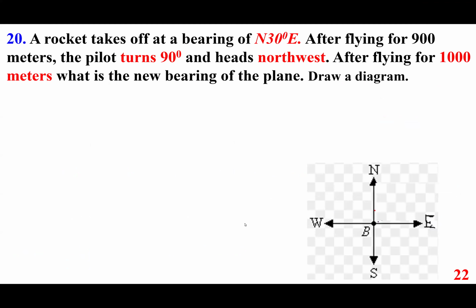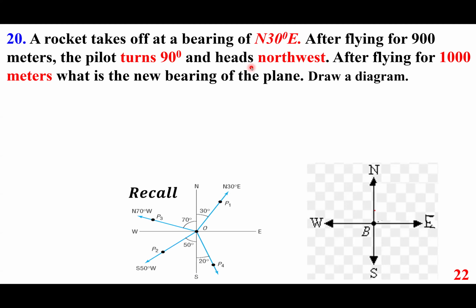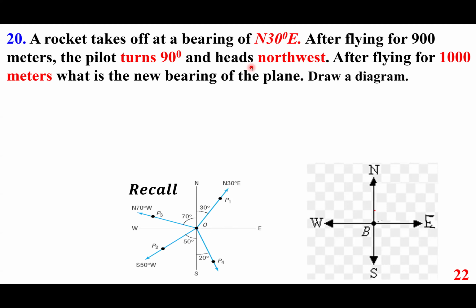A rocket takes off at a bearing of north 30 degrees east. After flying for 900 meters, the pilot turns 90 degrees and heads northwest. After flying for 1,000 meters, what is the new bearing of the plane? Draw a diagram. First and foremost, let's remind everybody that one type of bearing deals with north-south, and we look at the closest angle to it.